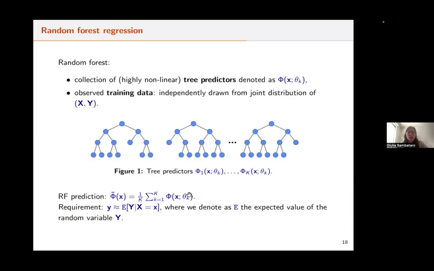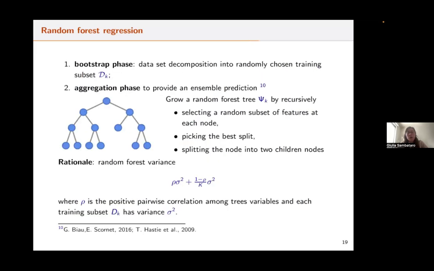And so this is why you see that the prediction is actually written as an unweighted average. And the requirement is that the outcome should be quite close to the expected values of this prediction, while giving as input the observed data. Okay, the construction of a random forest relies on two phases that are usually called the bootstrapped phase and the aggregation phase.